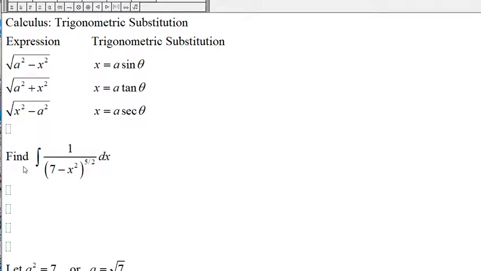Here we want to find the integral of 1 divided by (7 minus x squared) to the 5 halves. Think of this as a squared minus x squared. So since we have the expression a squared minus x squared, we would use the substitution x equals a times sine of theta.